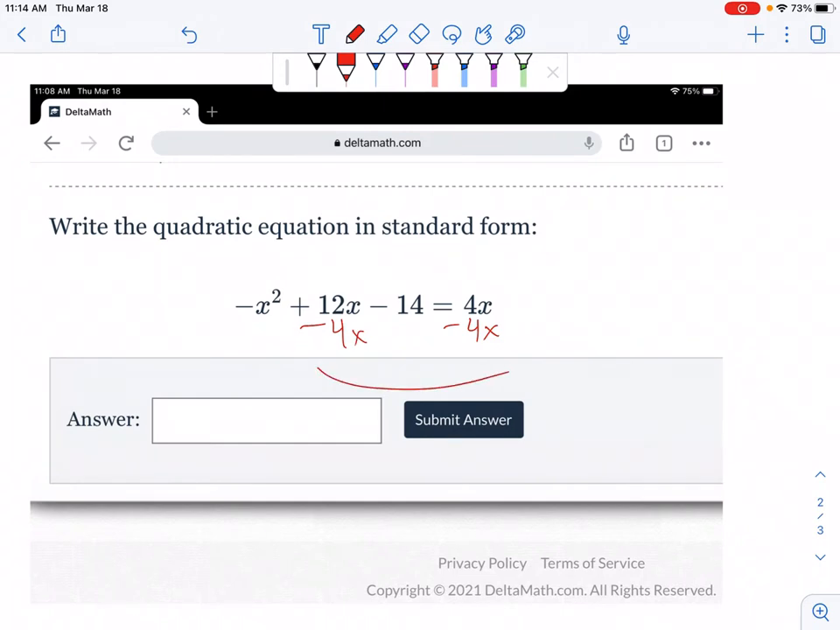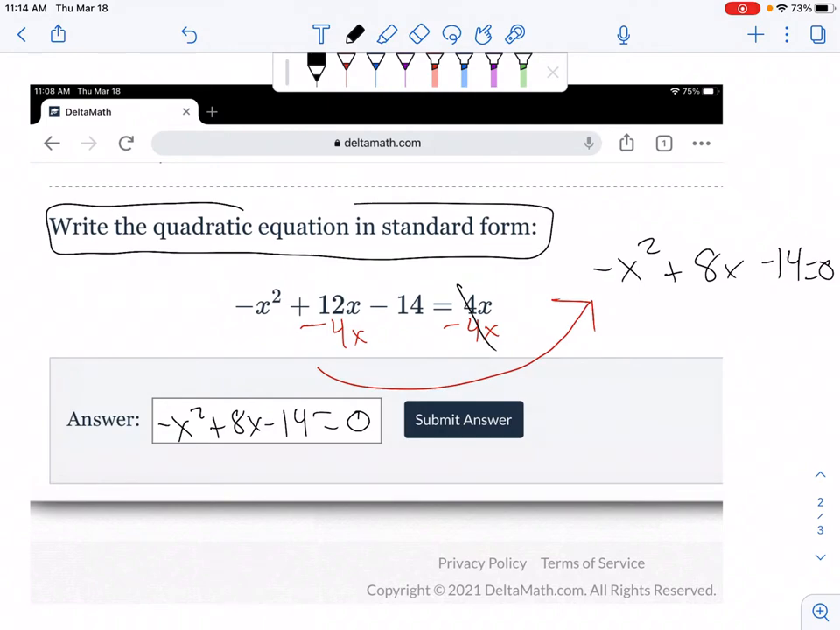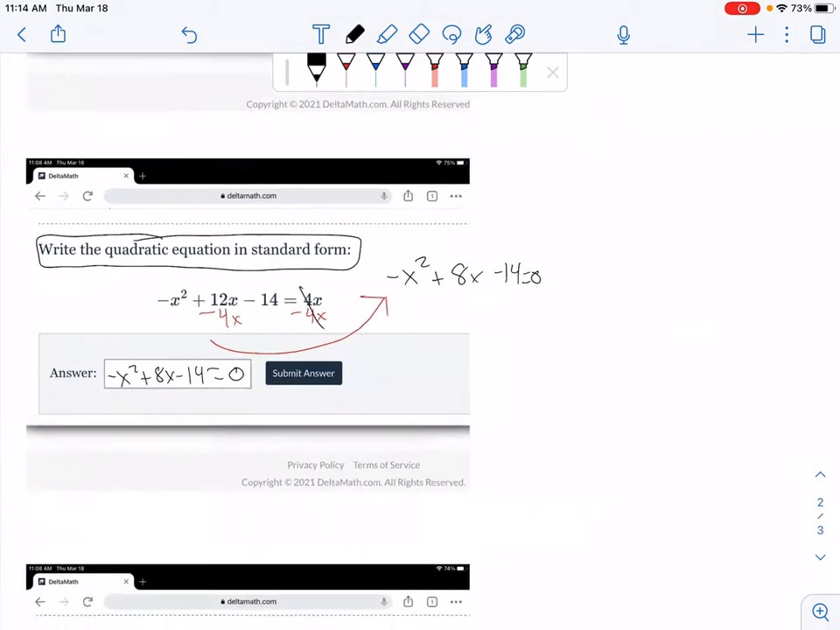And I'll rewrite everything over here. Negative x squared plus 8x, that's 12 minus 4, minus 14, equals 0 now because 4x and 4x cancel out. So this would be my answer in Delta Math. Negative x squared plus 8x minus 14 equals 0. And that's for writing the quadratic equation in standard form.